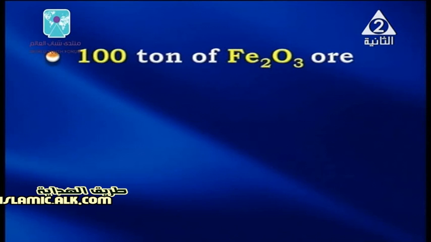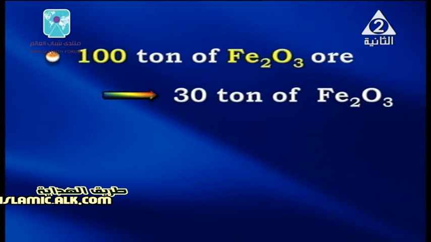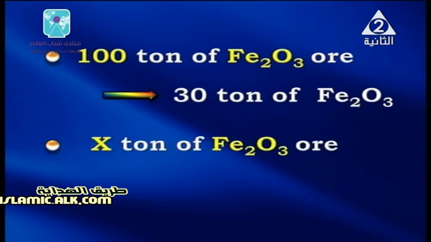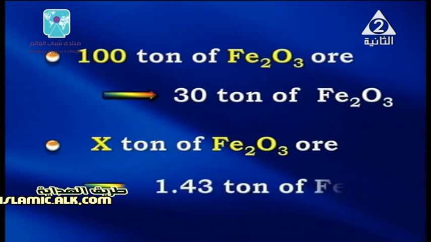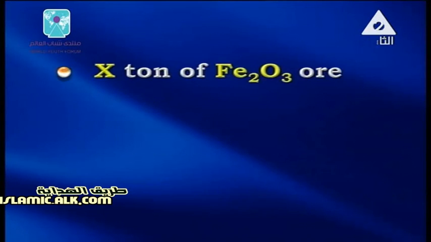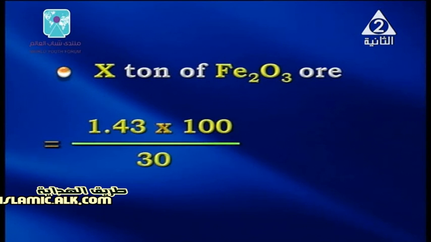So as it is 30% ore, it means 100 ton of the ore contains 30 ton pure iron 3 oxide. So X ton iron 3 oxide ore contains 1.43 ton of pure iron 3 oxide. So X ton of iron 3 oxide ore equals 1.43 times 100 over 30 equals 4.7 ton.